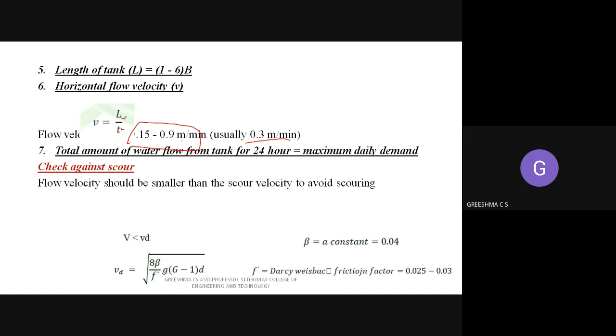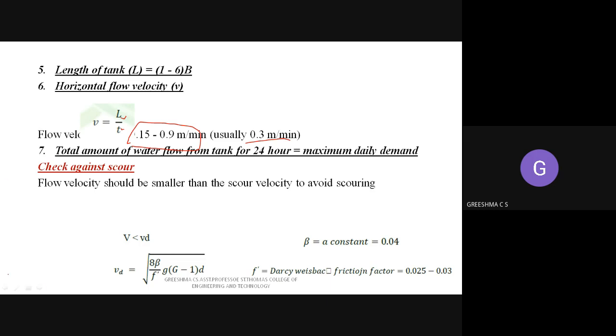Because of that, scouring will occur. So the flow velocity should be smaller than the scour velocity to avoid scouring. That means the flow velocity should be lower than the scour velocity. For scouring to occur, there should be a certain velocity. So the flow velocity should be smaller than the scour velocity, then only we can avoid the scouring.